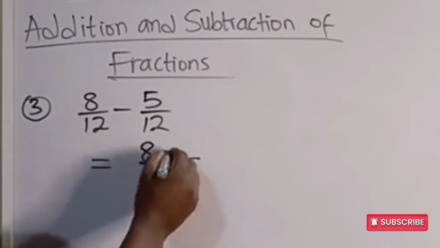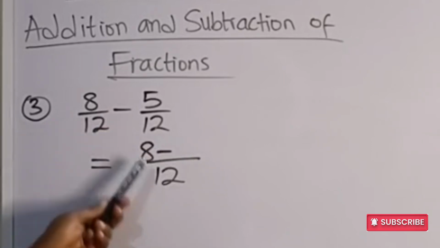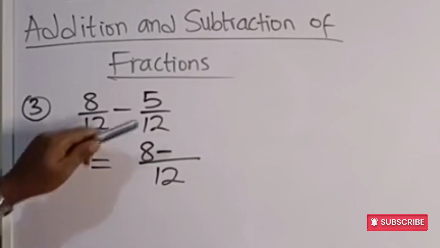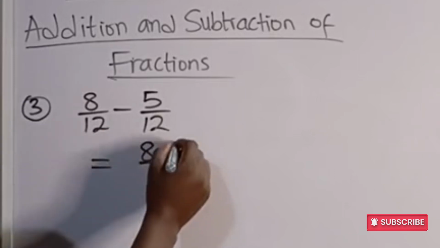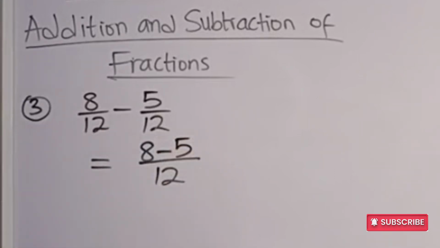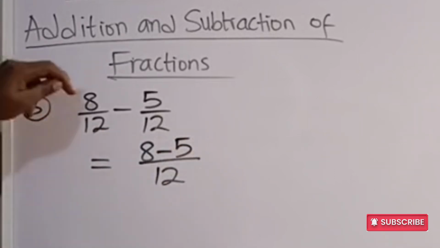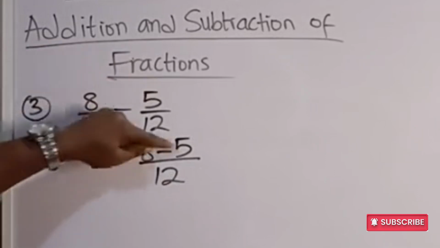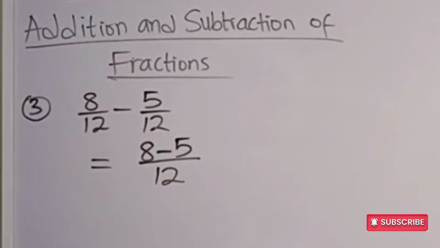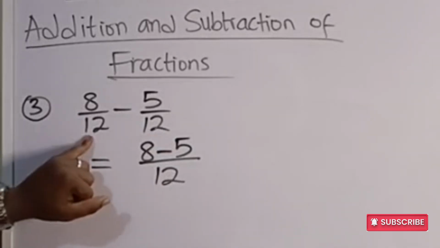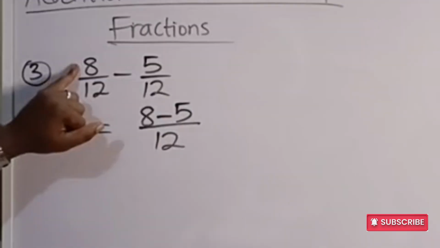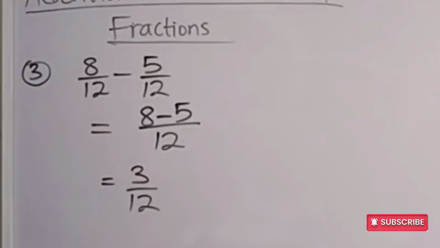Bring the minus sign down. 12 divided by 12 gives you 1. 1 times 5 gives you 5. In a situation where the denominators are the same, you can just easily pick the numerators and put them over here. I'm just doing the process so that you know the process. 8 minus 5 gives 3. This 3 over 12 is expected to be written in its simplest form.